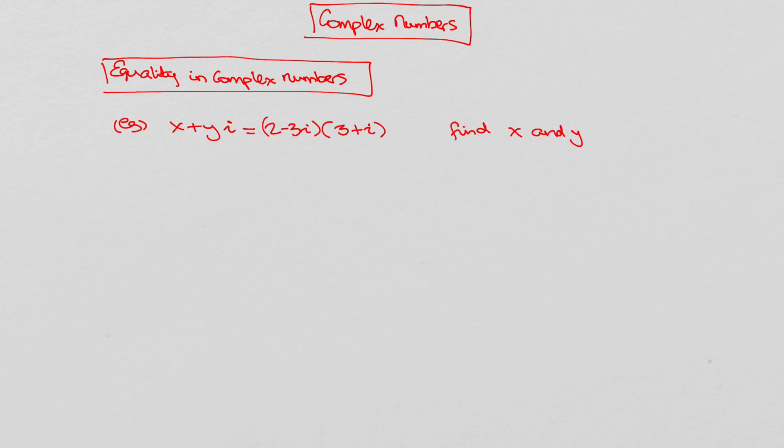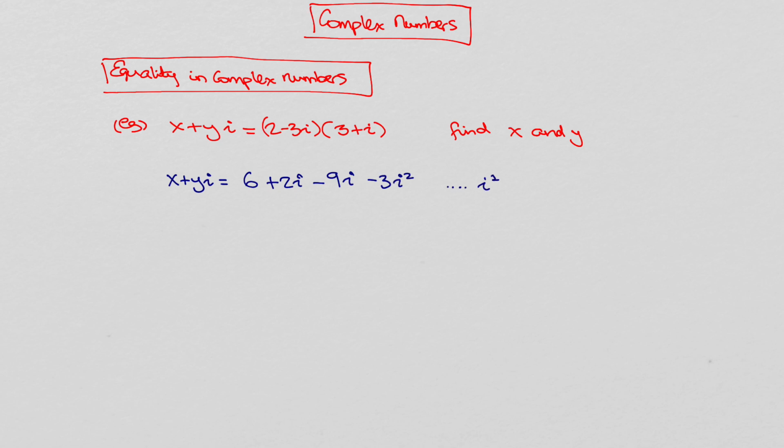For example, x plus yi equals (2 minus 3i) times (3 plus i), and we want to find the value of x and y. So what this means is that everything on the left is equal to everything on the right-hand side. But of course, we are going to have to get rid of these brackets on the right-hand side first, so we can look at how we can figure out what x and y are. So if I multiply out the brackets on the right-hand side, I have 2 times 3 is 6, 2 times i, minus 3i times 3, and minus 3i times i is minus 3i squared.